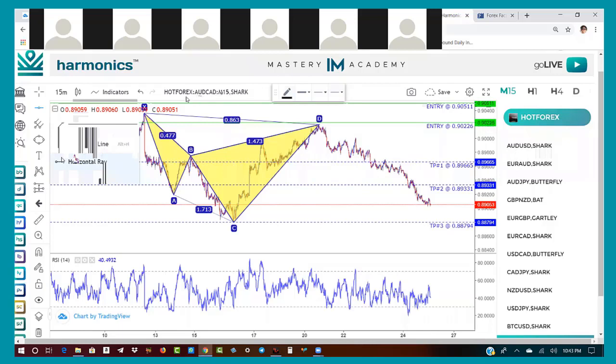Yeah. Here it shows you where it's pulling from, the pair, and the name of the pattern. The name of the pattern is going to be here. You can verify the time frame that you're on. You can do it there as well. The time frame is 15 minutes, okay?